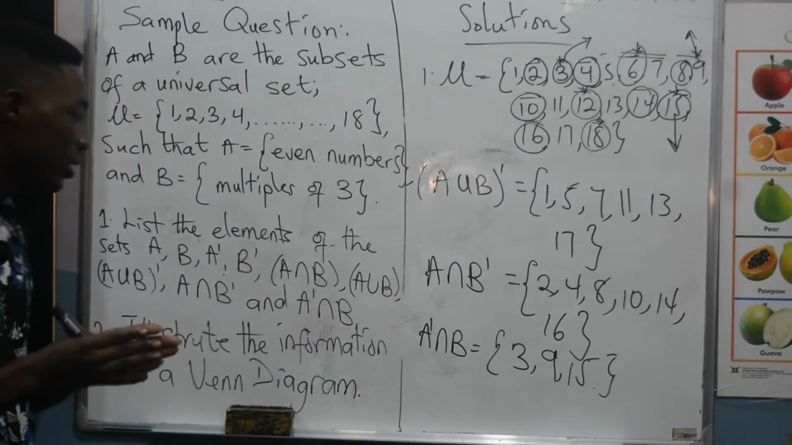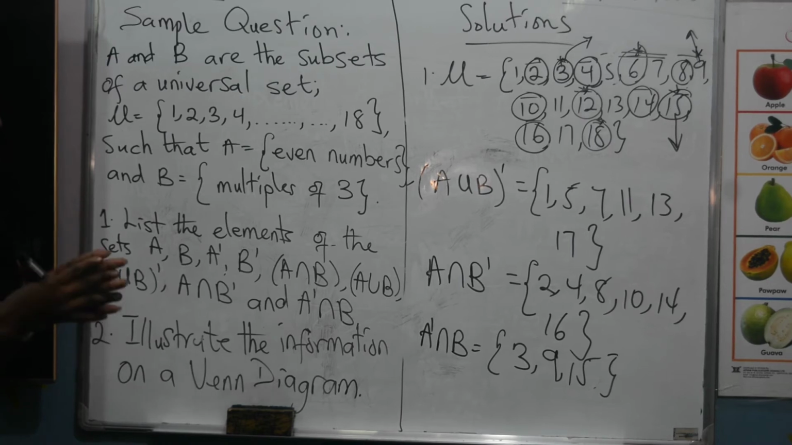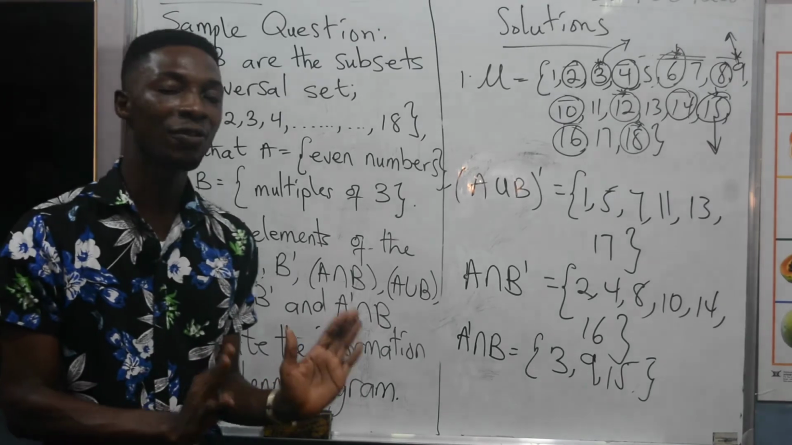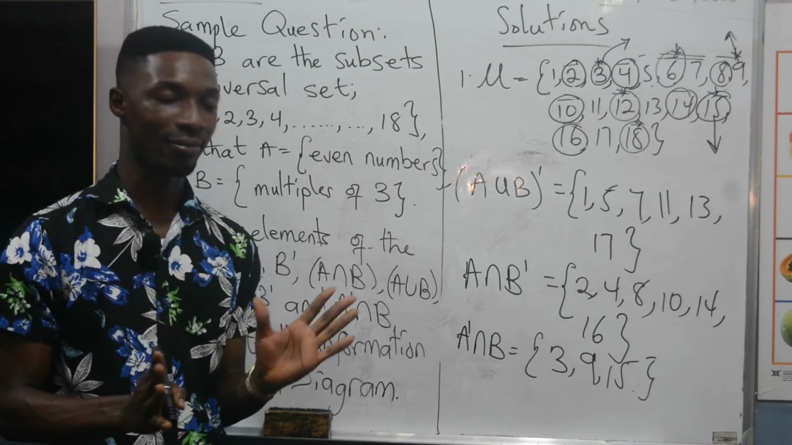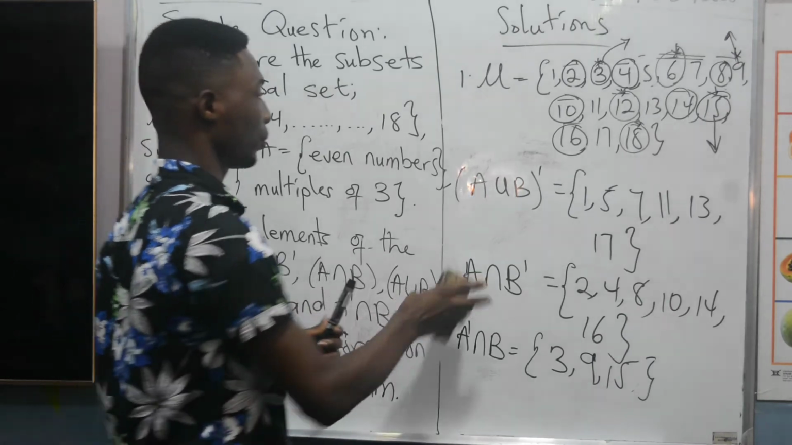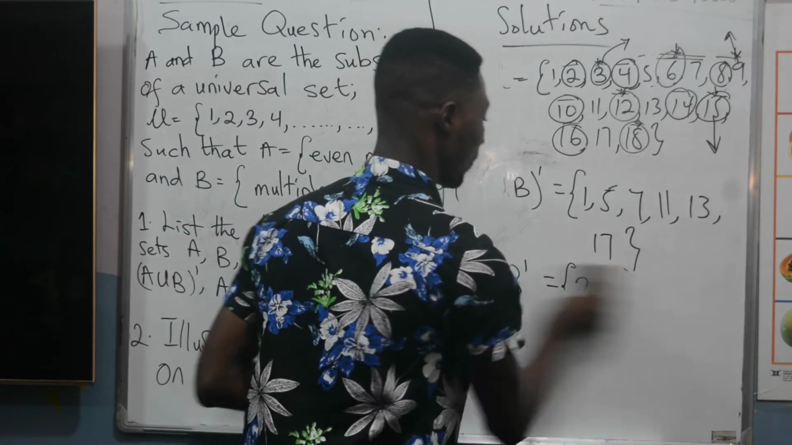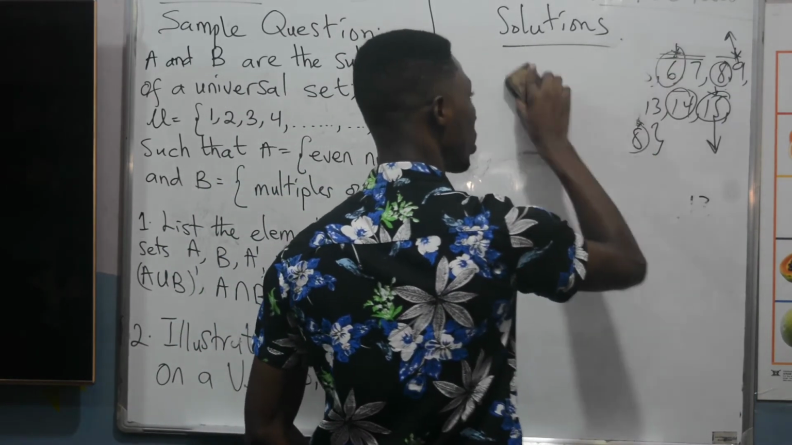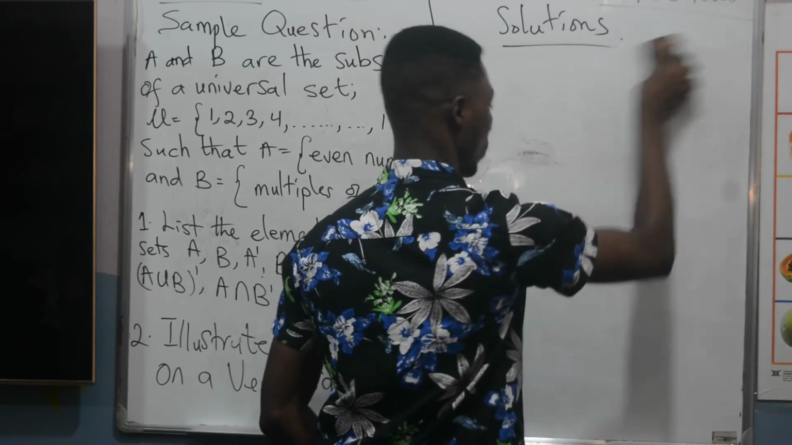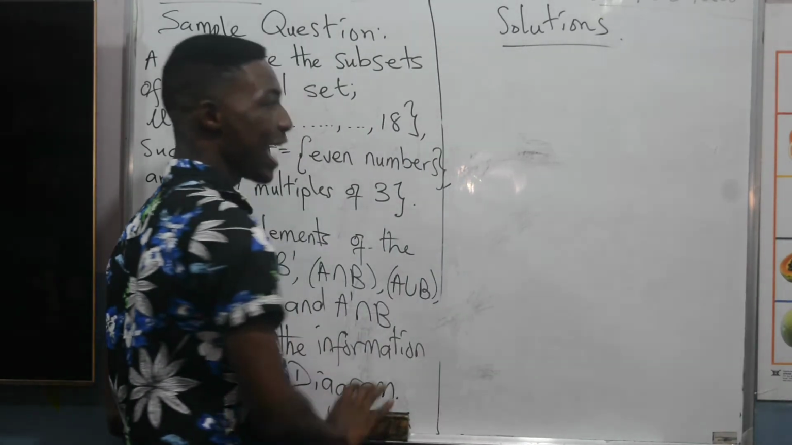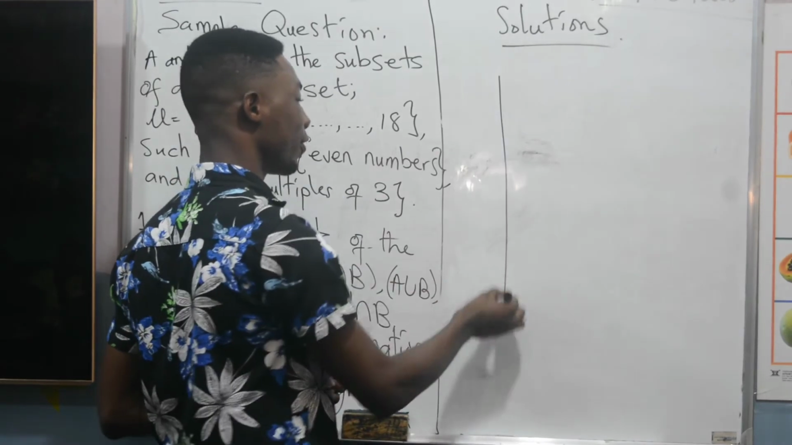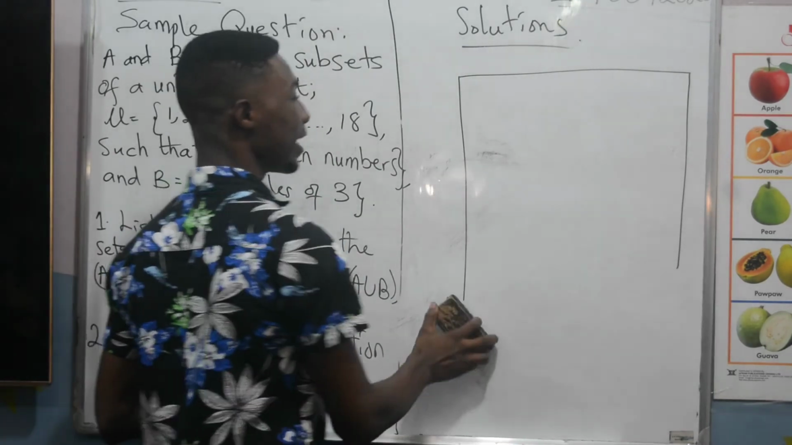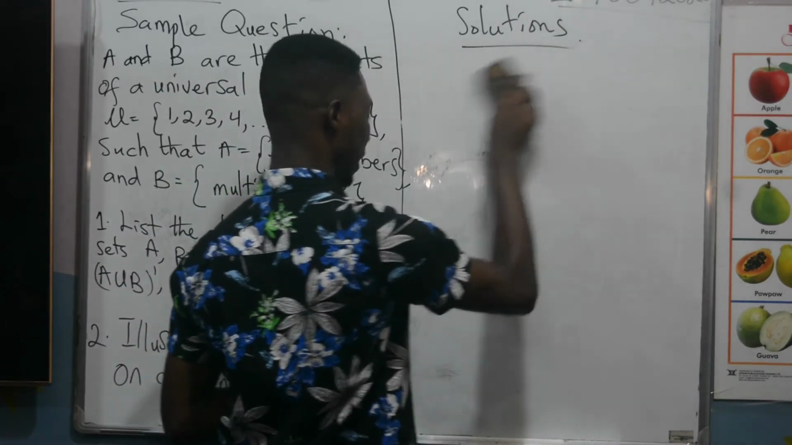Now let's go to the last question, which says that we have to illustrate the information above here on a Venn diagram. So I draw my Venn diagram, my rectangle for the universal set. It should be big enough, but not too big.